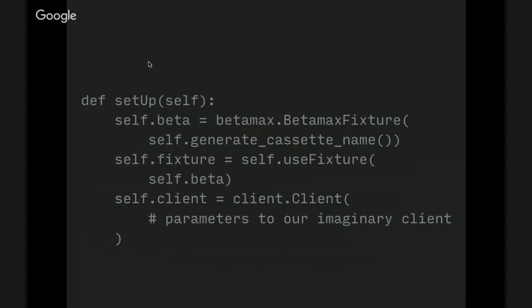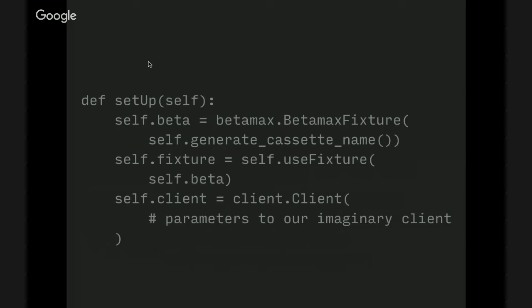We define our setup method for our test case class. And because I didn't want the text to be too small, I kind of shortened the variable names, but you can use much better ones if you ever actually do this. So we have some method that generates a cassette name from the current test name, which is usually what I do. We create the fixture, and then we say we want to use that fixture by just assigning it in the setup, because a test case class, as I said earlier, also has a useFixture method.